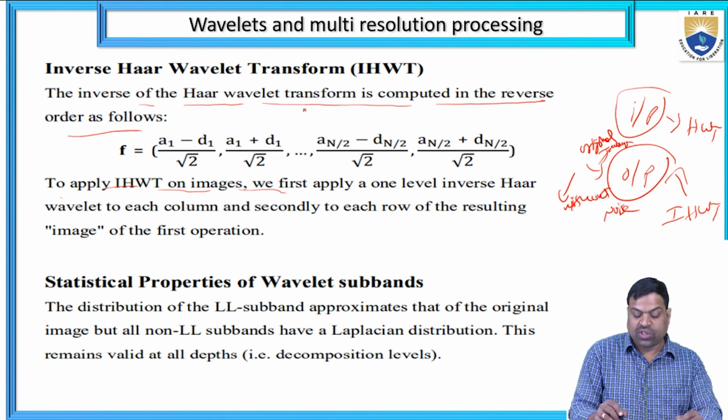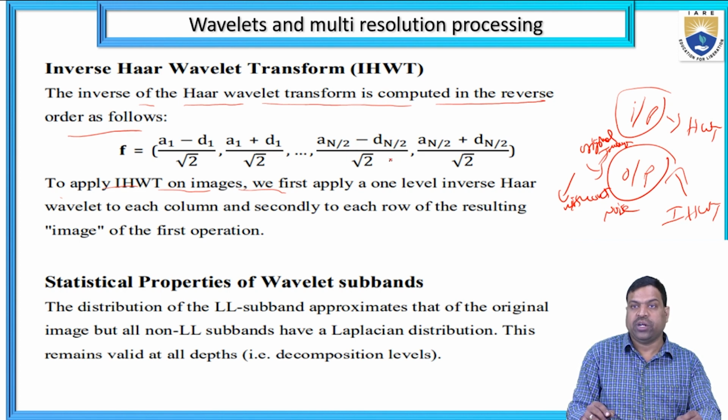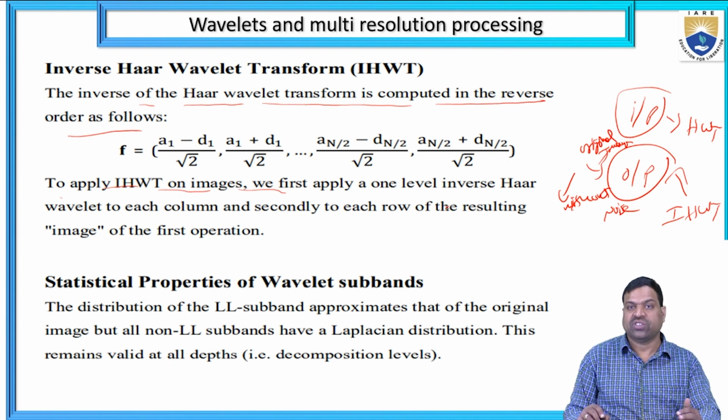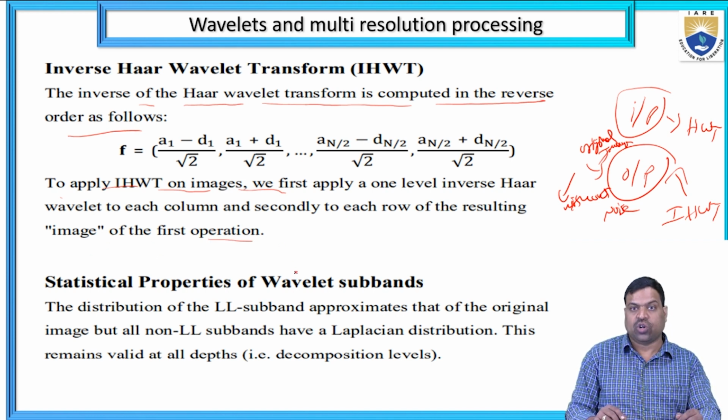The inverse of the Haar wavelet transform is computed in reverse order as follows: F equals (A1 - D1)/root 2, (A1 + D1)/root 2, and so on, (An/2 - Dn/2)/root 2, (An/2 + Dn/2)/root 2. So when applying the inverse Haar wavelet transform at the output side, first we apply the one level inverse. After that we go for the two level inverse. The resultant is the image of the first operation.